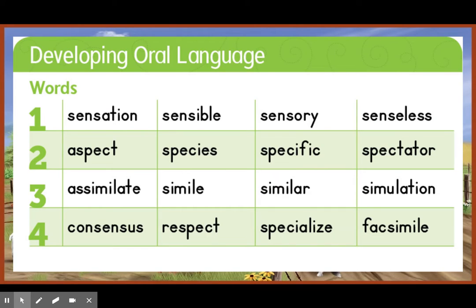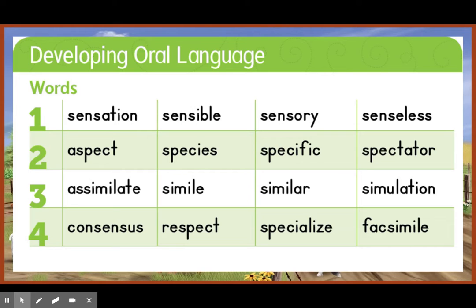First, we're going to read each of the words in the line. Please read them with me. So in line 1, we have the words sensation, sensible, sensory, and senseless. Remember that those words all use the root word sens, which means to be aware, and it relates to the senses and using your senses to be aware.